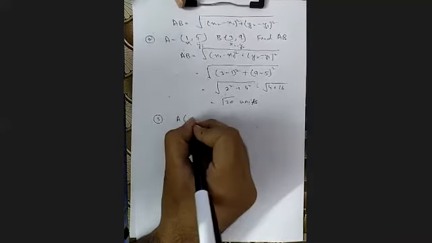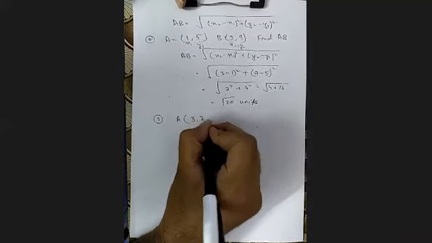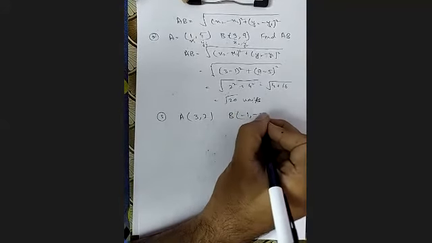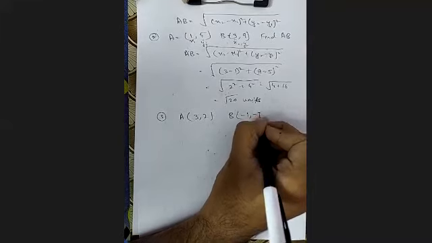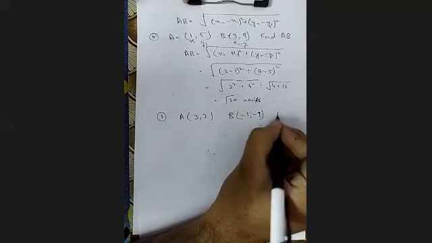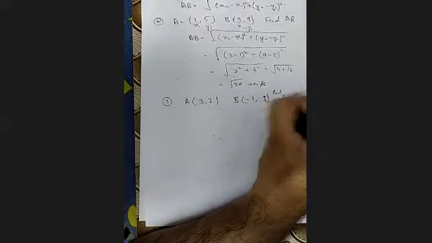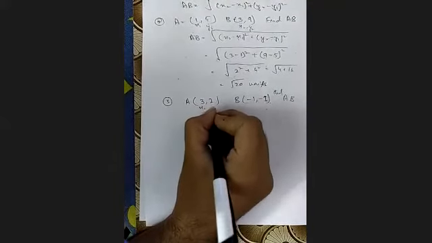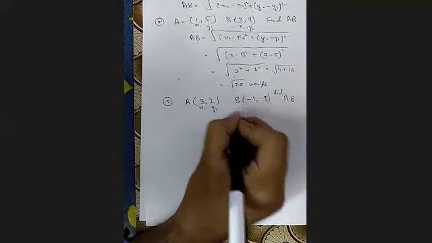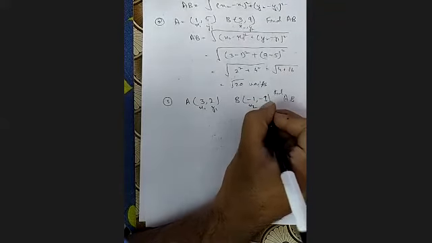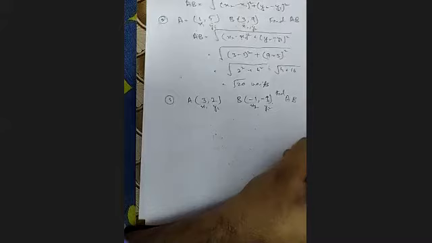Next question. A is equal to 3 comma 2. B is equal to minus 1 comma minus 1. We have to find the distance between AB. So what is x1 over here? x1 is 3 and y1 is 2. x2 is minus 1 and y2 is also minus 1.